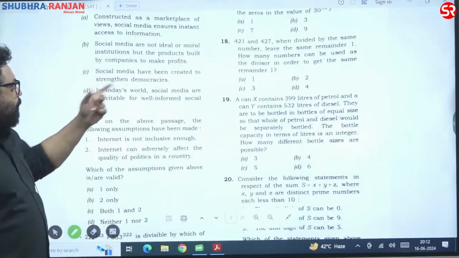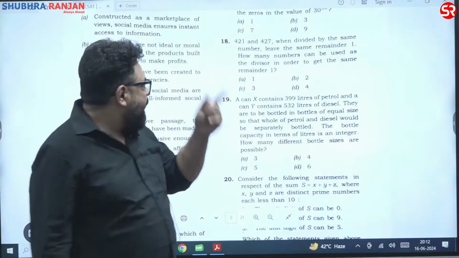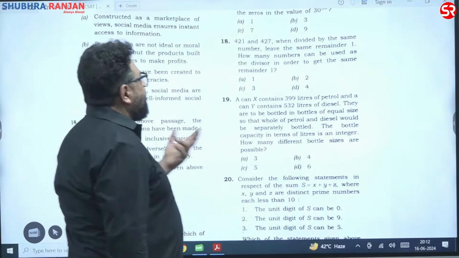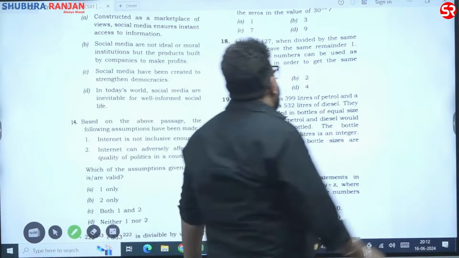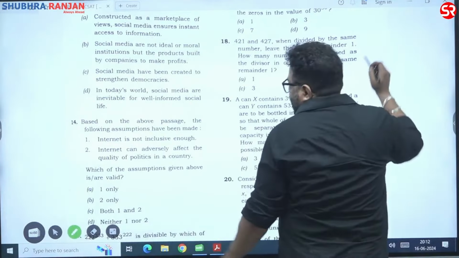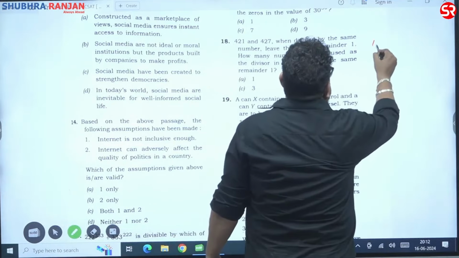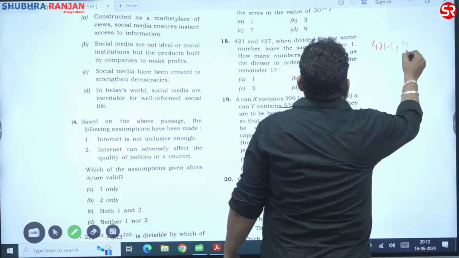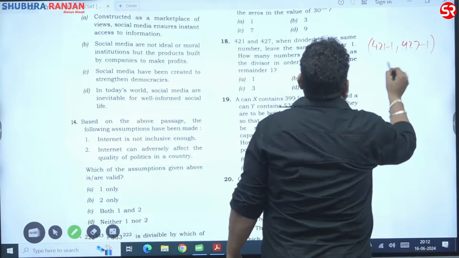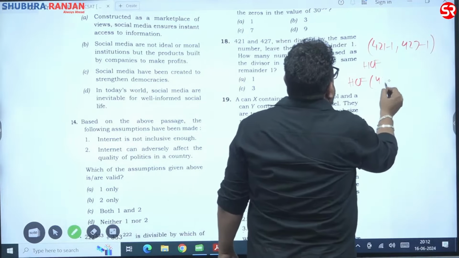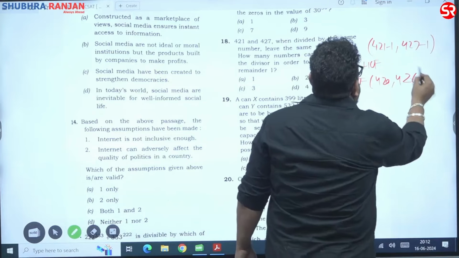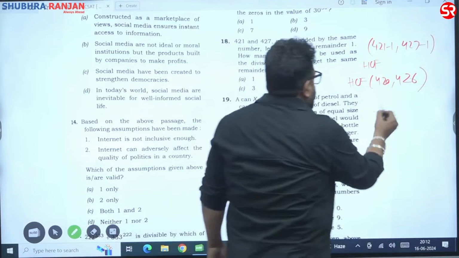Question number 18: 421, 427, when divided by the same number leaves the same remainder 1. So in the HCF LCM chapter, we have to think of 421 minus 1 and 427 minus 1's HCF, which means the HCF of 420 and 426, which comes out to be 6.